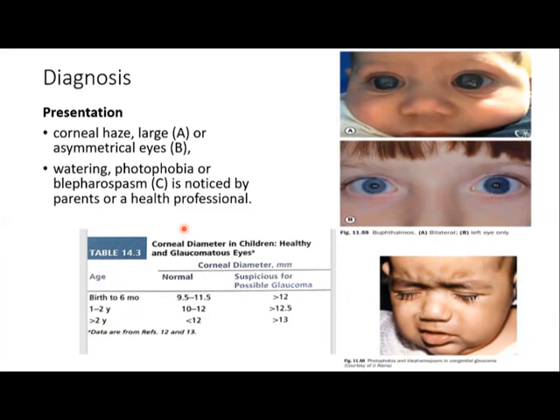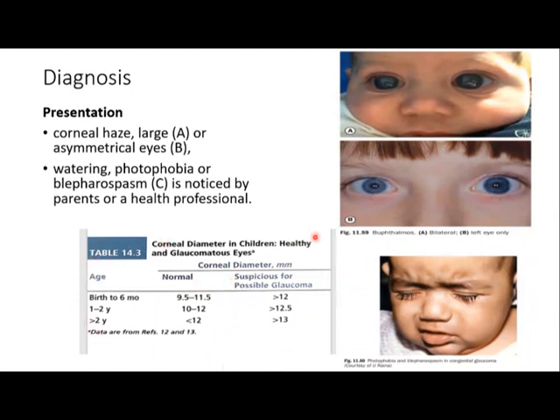Next, diagnosis of primary congenital glaucoma. Presentation may be corneal haze or large asymmetrical eyes, then watering, photophobia or blepharospasm, which is noticed by parents or a health professional. In this picture, we can see corneal haze. This is asymmetrically large eyes. In this picture, we can see the photophobia and blepharospasm in a congenital glaucoma patient.